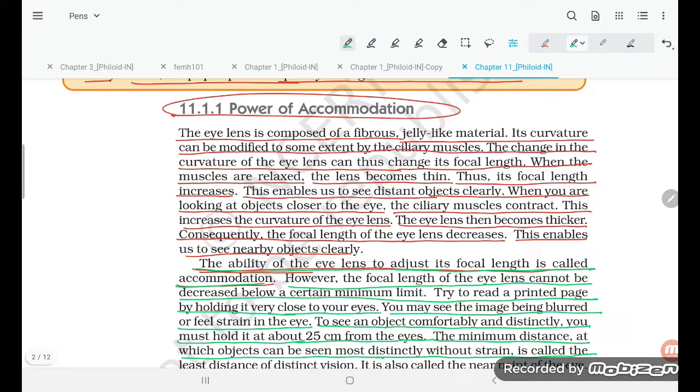So basically what you have to understand is that the ability of the eye's lens to adjust its focal length is called the power of accommodation. Thank you, students.